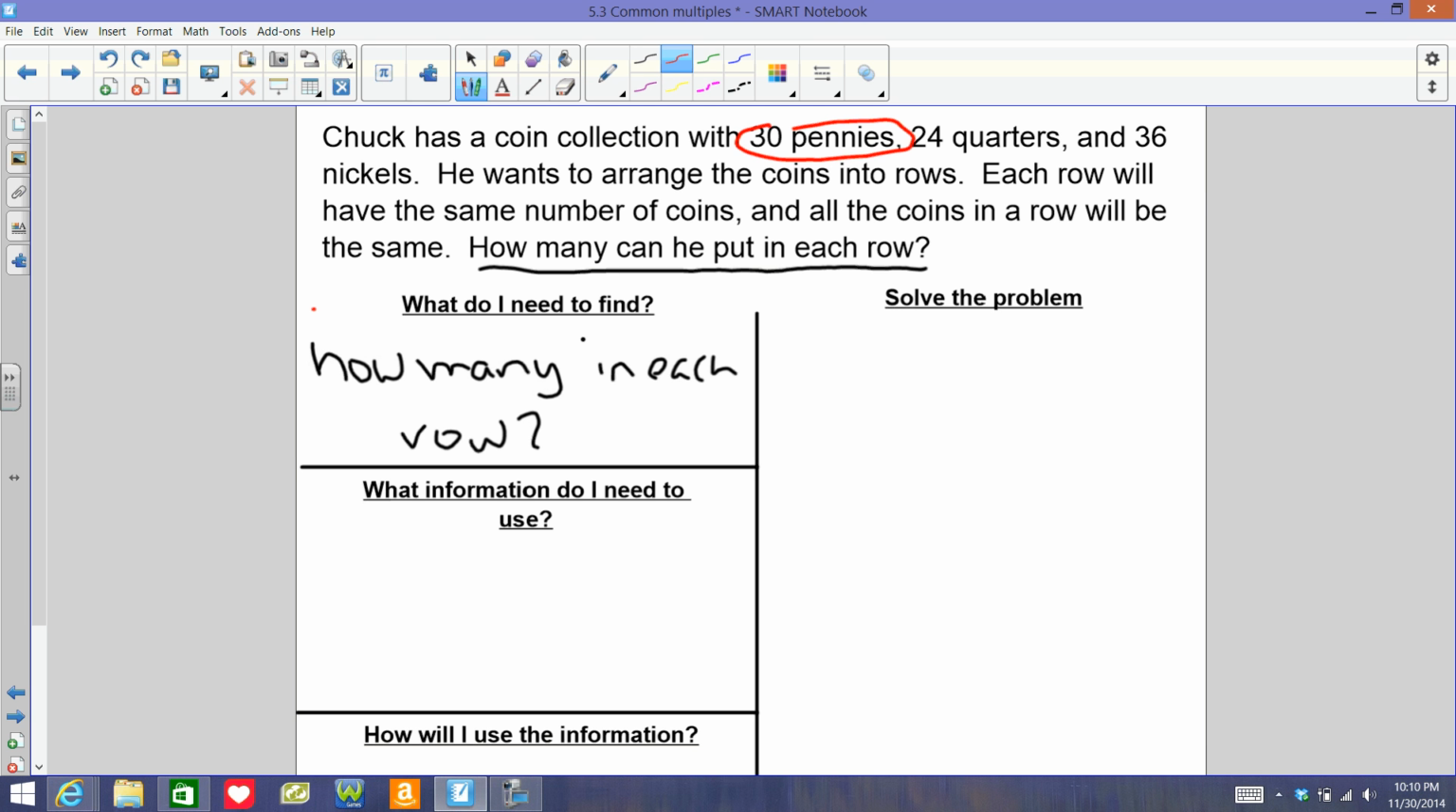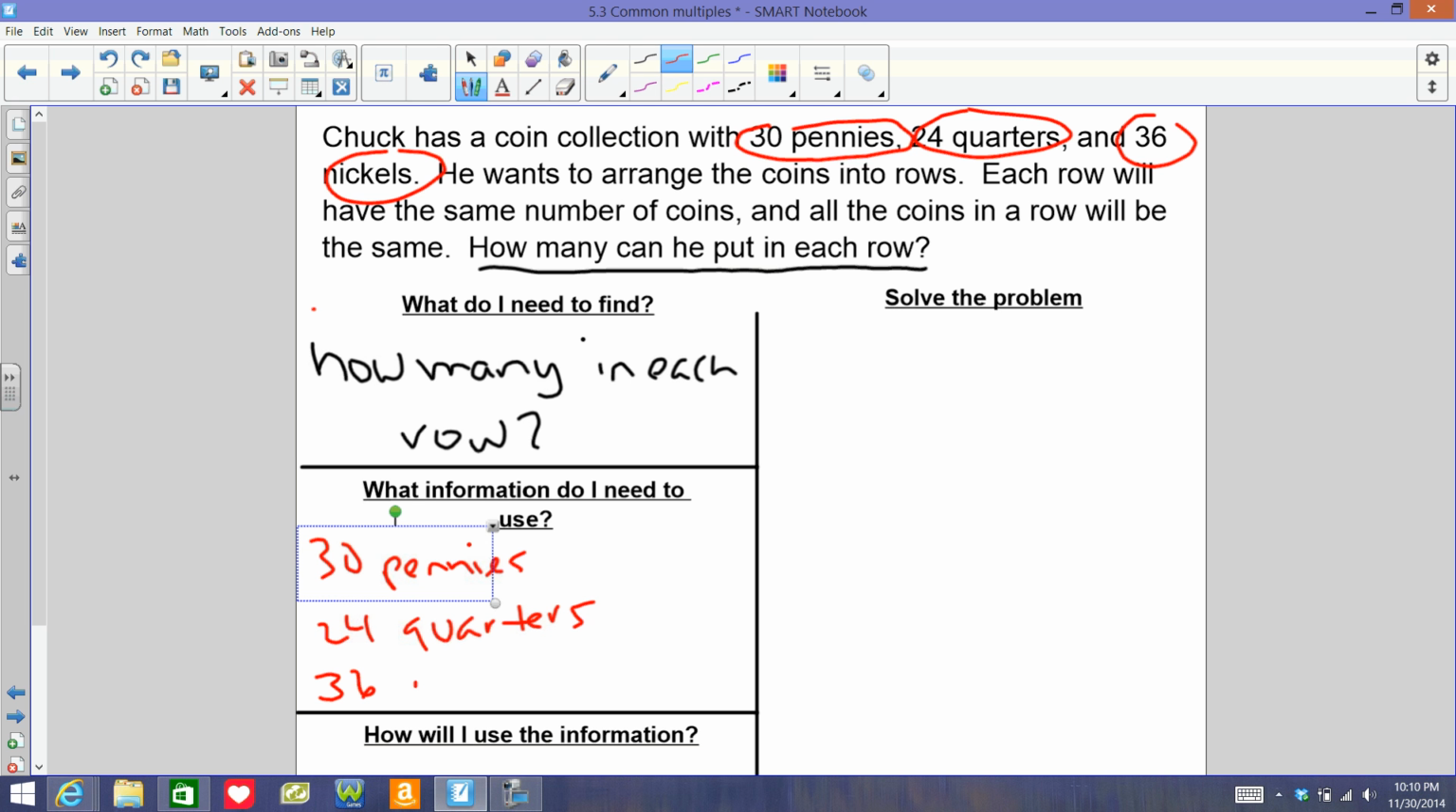We have 30 pennies, 24 quarters, and 36 nickels. Okay, how are we going to use this information?